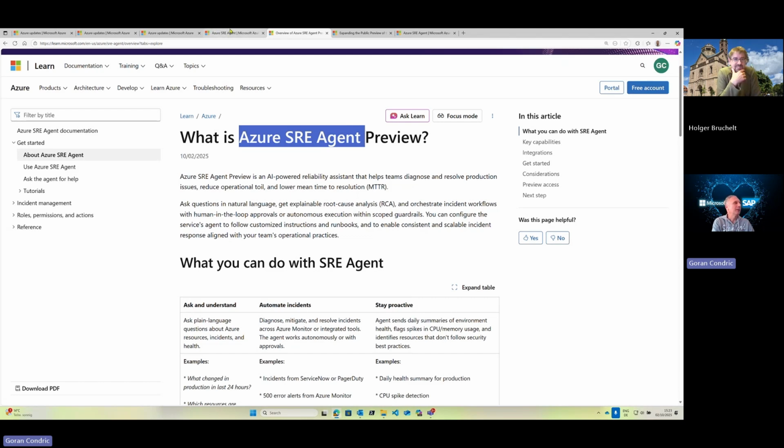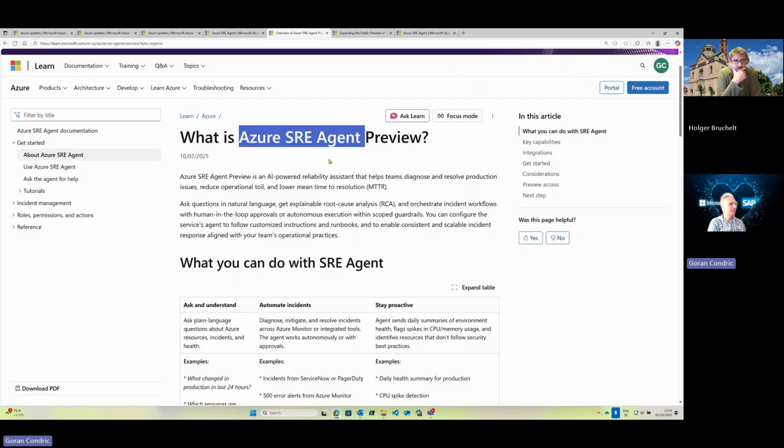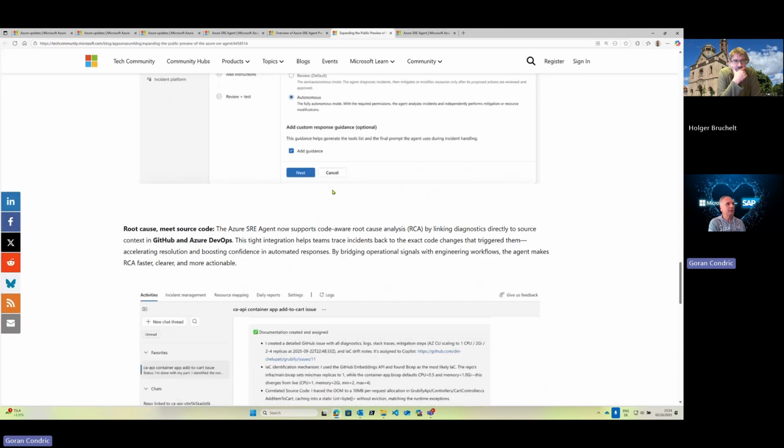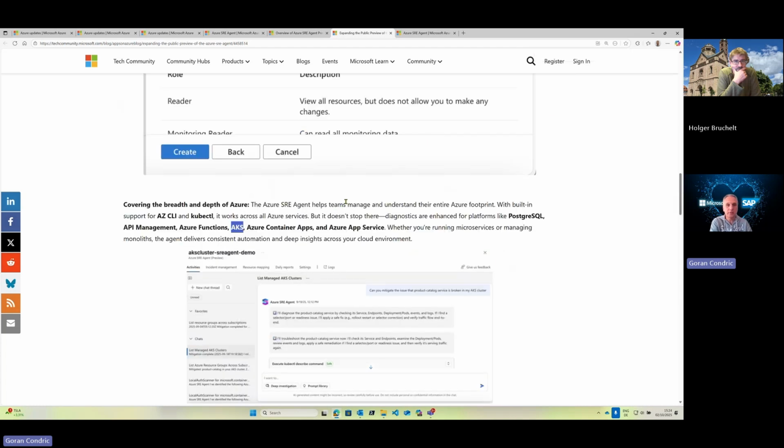So basically what they are telling is what it can do. It can do accelerated root cause analysis, automated mitigation, automated incident response, some best practices, and intelligent infrastructure: it understands the Azure part of the infrastructure and collaborates with the GitHub Copilot agents. It understands Azure very well. However, when we talk about the AIOps area, it's also important to understand that there is also awareness of the application as well.